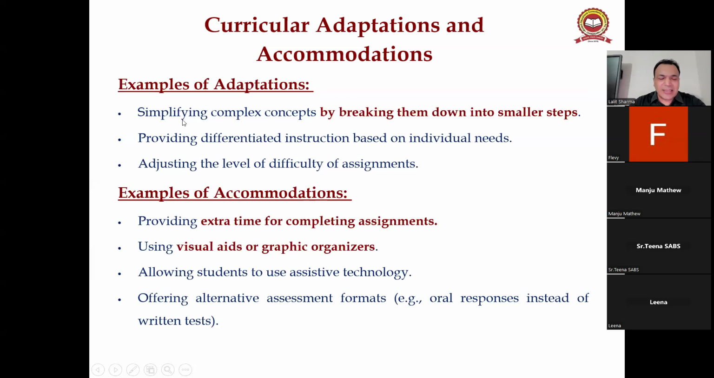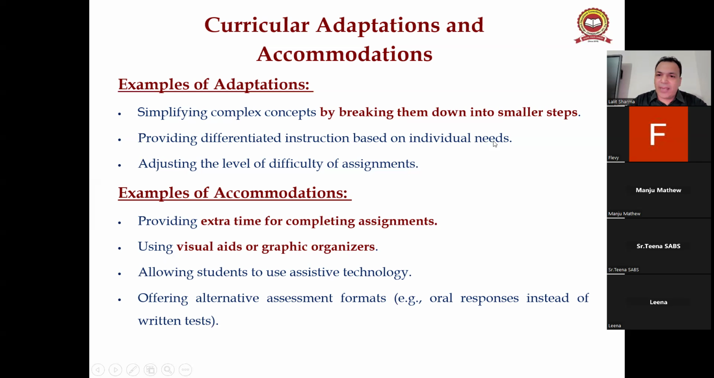Example of adaptation means simplifying complex concepts by breaking them down into smaller units. Adaptation means when you are in the class teaching the students, you break down the syllabus slowly in a very smooth way, because some disabled persons are slow learners. We cannot say that they are mad or mentally retarded; he is a slow learner, right? So guys, we are breaking down the syllabus and slowing the process so that the disabled person is also learning. This is adaptation, right?